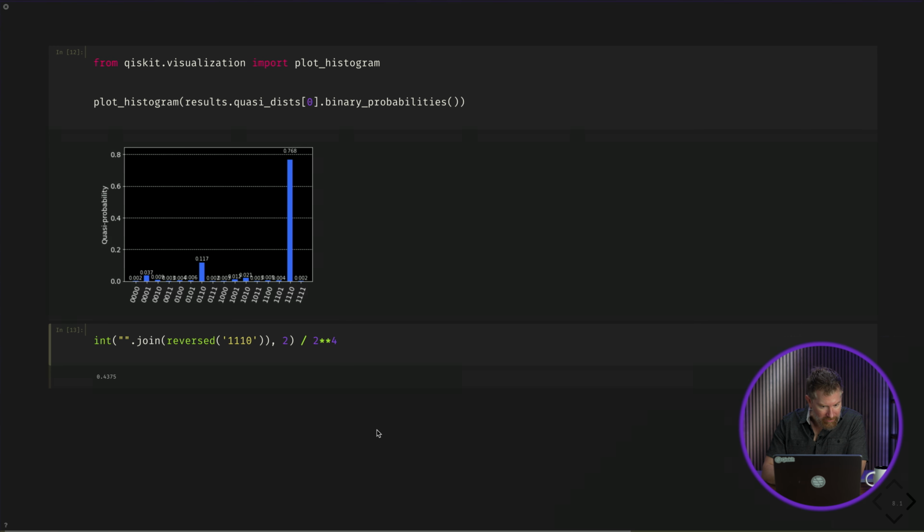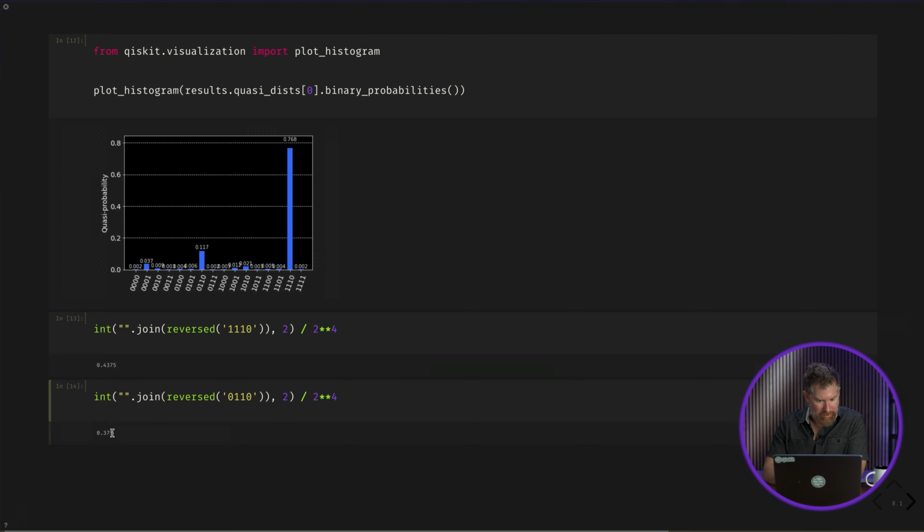And we see we get a result of 0.4375. We can look at the next biggest answer, and we see 0110. When we reverse that and convert it to an integer and do the same thing, we get a result of 0.375. Remember that the value 0.42 is what we put in, which is exactly between these two values, showing how you can calculate this value using quantum phase estimation.